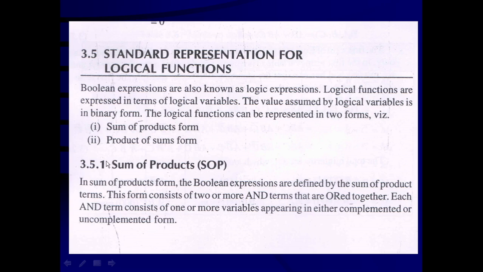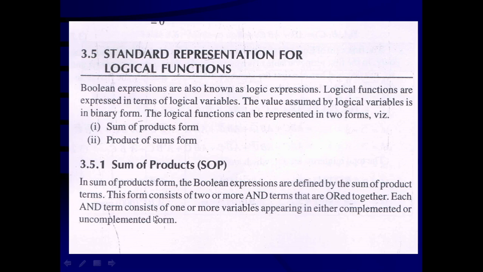The first representation we are going to study is the sum of products form. In short, it is known as SOP. S stands for sum, known as the fundamental sums, O for of, and P for product. So this is called the SOP method. As SOP forms, we can represent our logic functions. In sum of products form, the Boolean expressions are defined by the sum of product terms. This form consists of two or more AND terms that are ORed together.